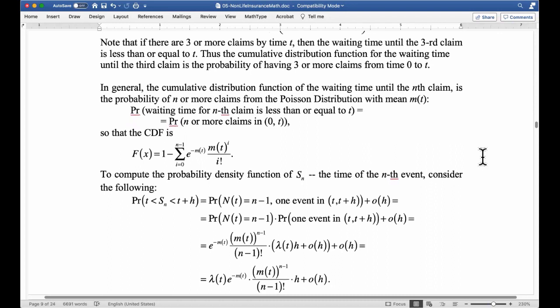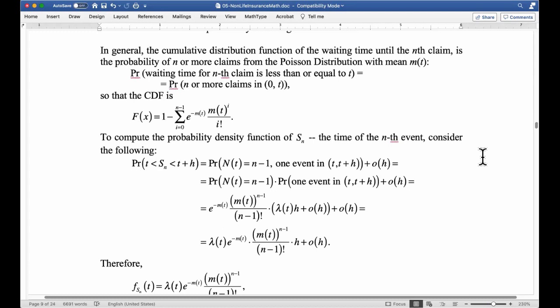In general, the cumulative distribution function of the waiting time until the nth claim is the probability of n or more claims from the Poisson distribution with mean m of t. So the probability that the waiting time for the nth claim is less than or equal to t is the probability that n or more claims happen in the time interval 0 to t, so that the CDF is equal to 1 minus the sum from i equals 0 to n minus 1 of e to the minus m of t, times m of t to the i over i factorial, where we're adding up the probabilities of having those prescribed numbers of claims.